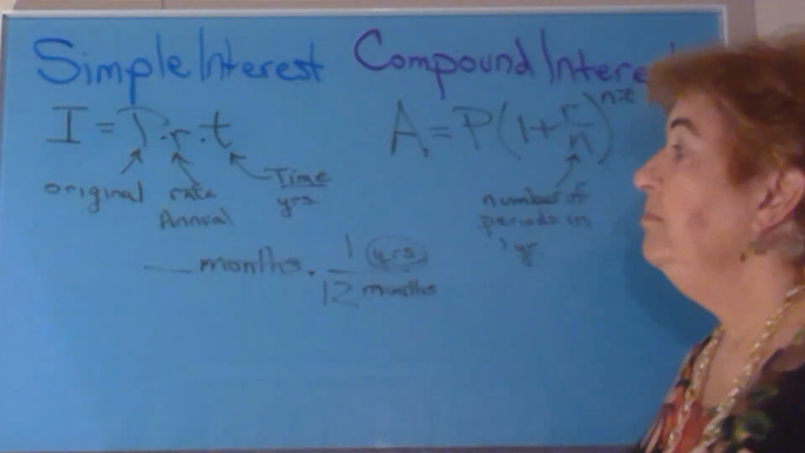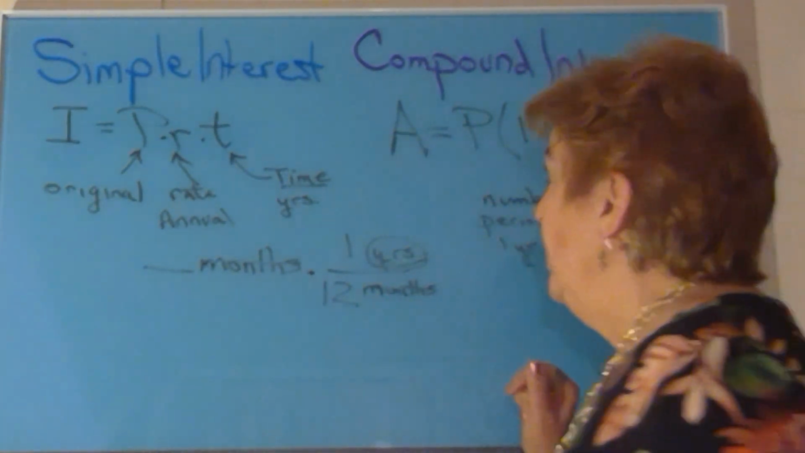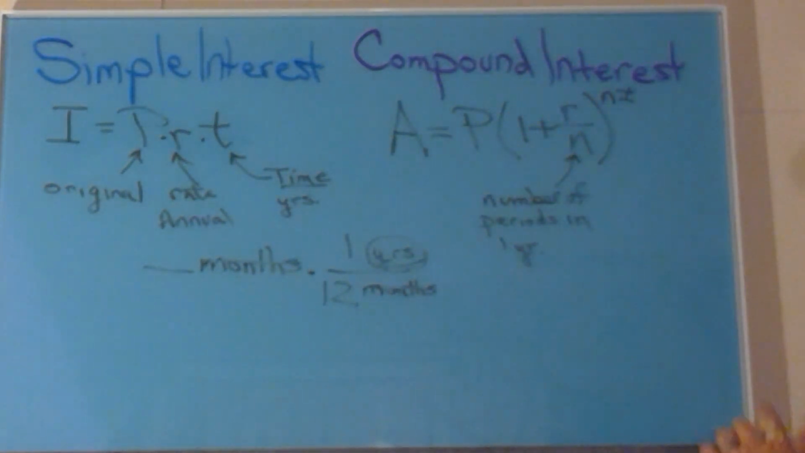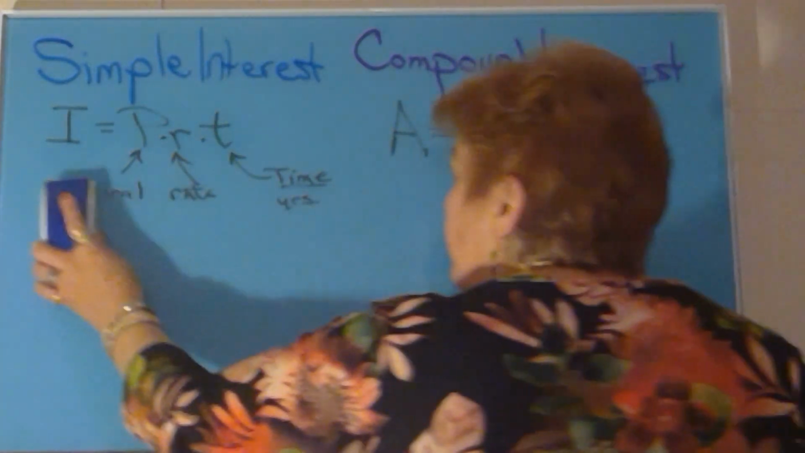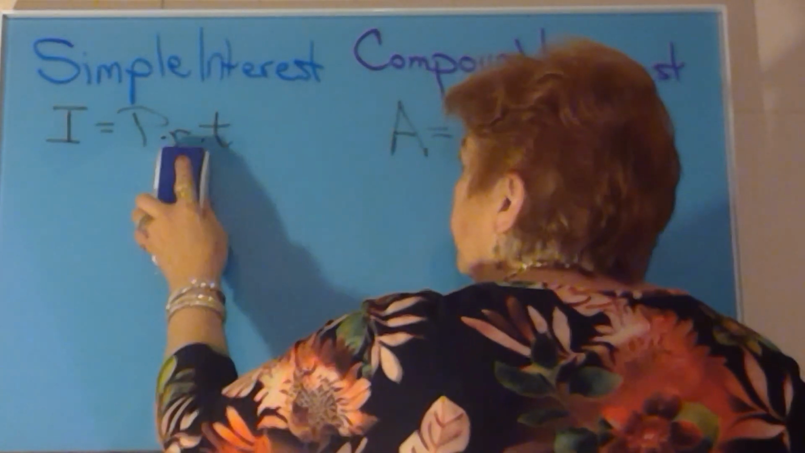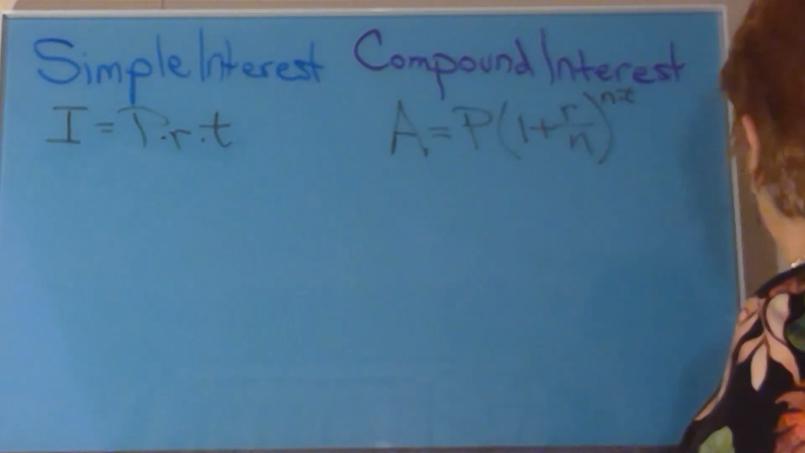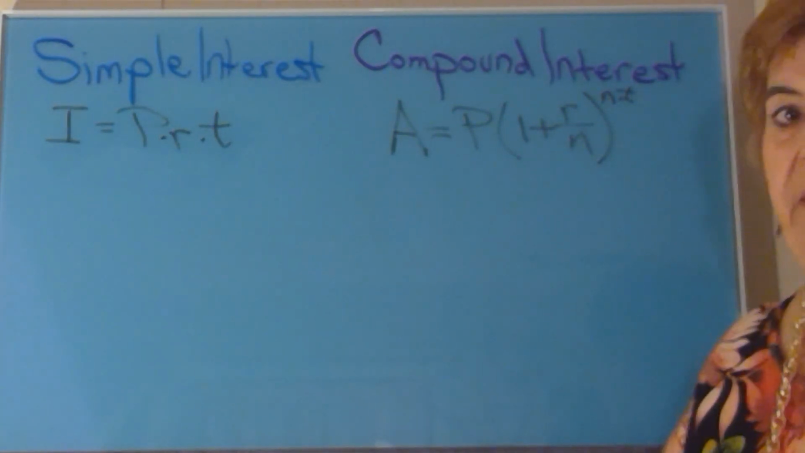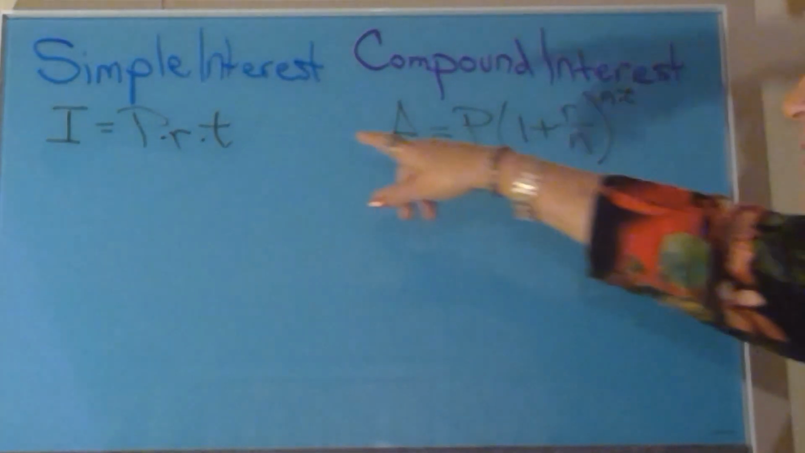Okay, now the difficulty here is my board is only so big. So I am going to just erase what's underneath here. And I'm going to read the problems. I'm not actually going to write it all out. That would take up the whole board. Okay, so the first problem, we're going to look at simple interest.